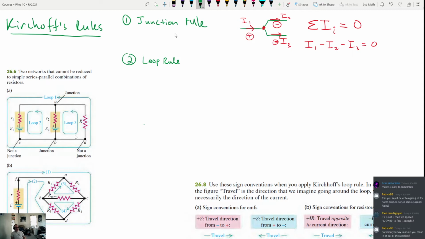In or out of the junction, yeah. If it flows in, it's positive. If it flows out, it's negative. Actually, you can make in negative and out positive if you want to. You just have to be consistent. As long as you're consistent, it won't matter.